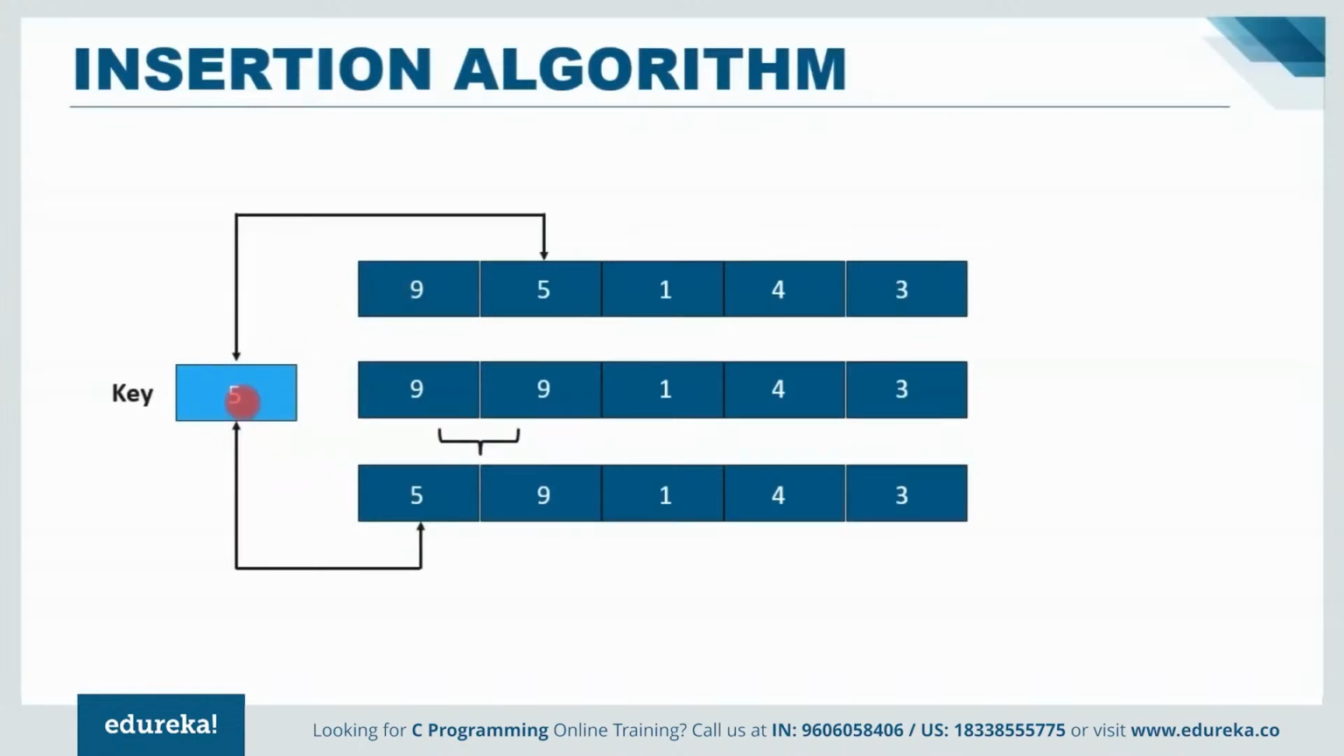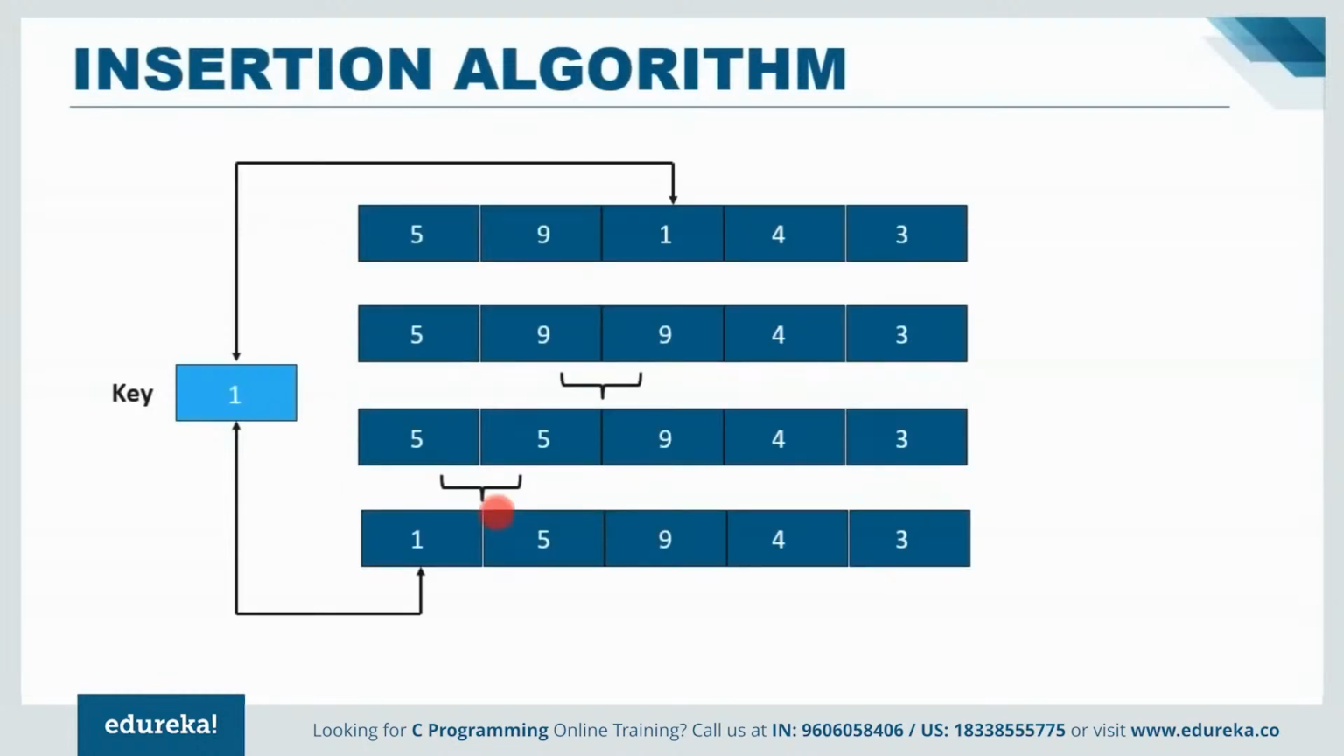So in comparison, if 5 happens to be the smaller number than the presumed arranged element, which is 9, then they both will be swapped. We can see that 5 is already smaller than 9. So what we do is we replace 9 with 5 and 5 with 9. So in the next iteration, we will consider the first two elements to be sorted and we will consider the third element as the key.